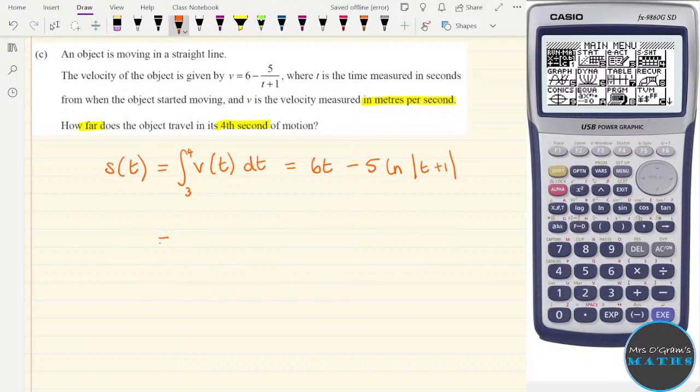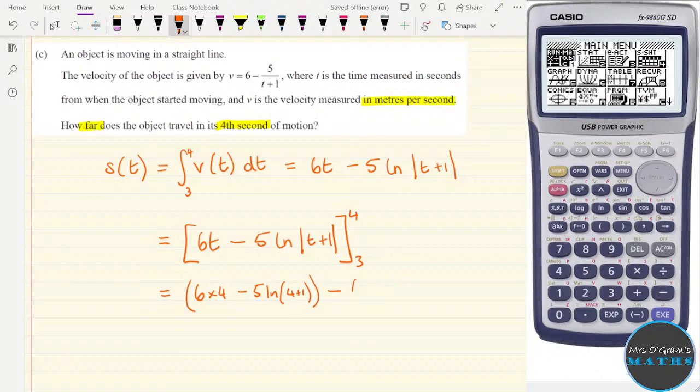Okay, so now we can integrate between 4 and 3. So we're popping that into our integral and making it a definite integral. And put 4 and 3 in. So we're going to do 6 times 4 minus 5 log of 4 plus 1, take away 6 times 3 minus 5 log of 3 plus 1.